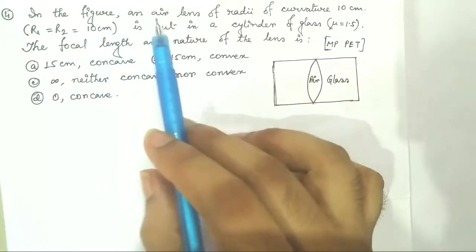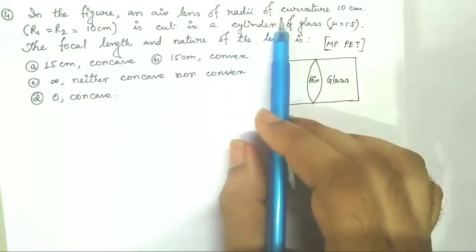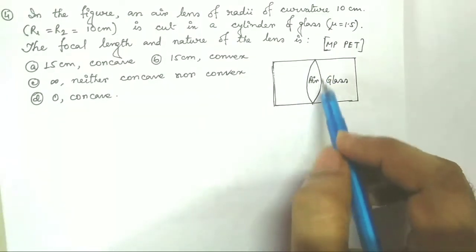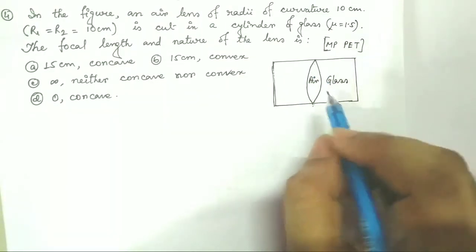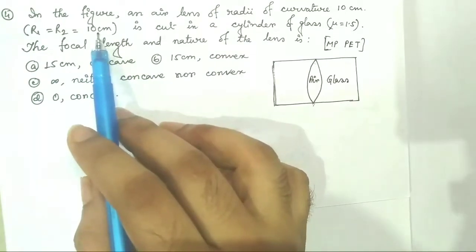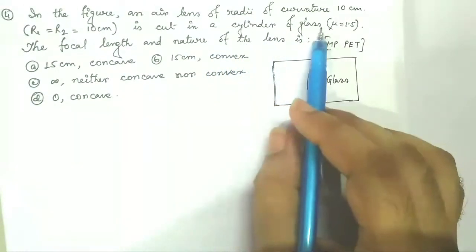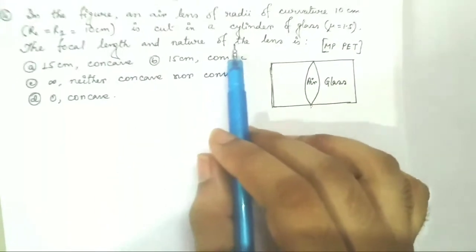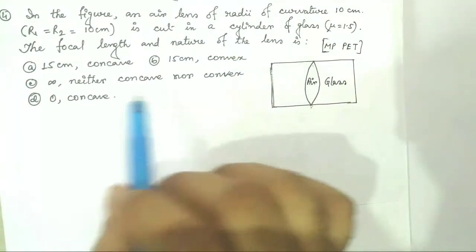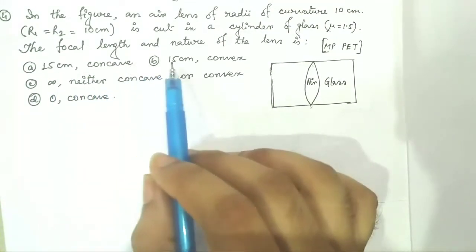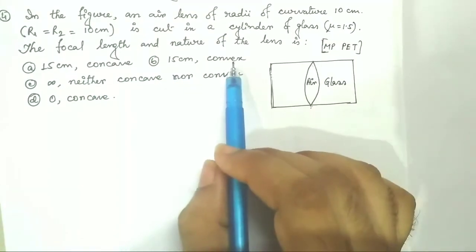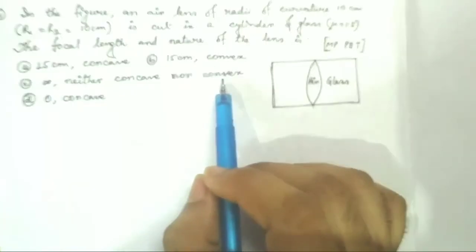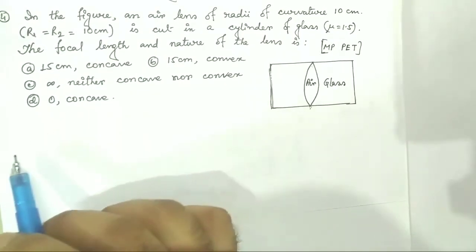In the figure, an air lens with radii of curvature R1 and R2, both 10 centimeter, is cut in a cylinder of glass, mu equal to 1.5. Then the focal length and nature of the lens is asked in the question. Option A, 15 centimeter concave. Option B, 15 centimeter convex. Option C, infinity, neither concave nor convex, and option D, 0 concave.